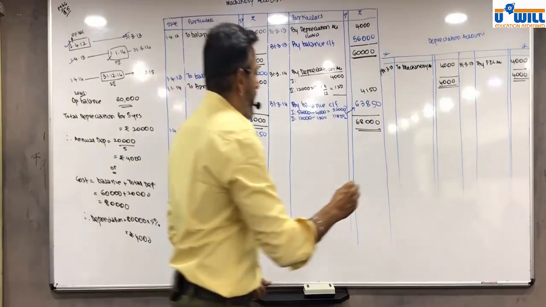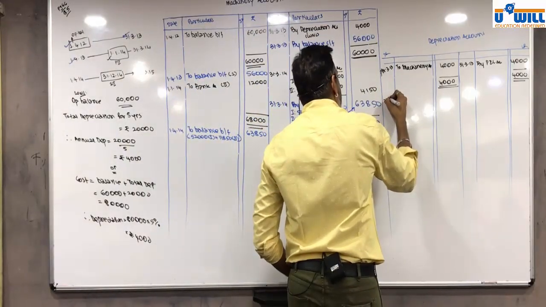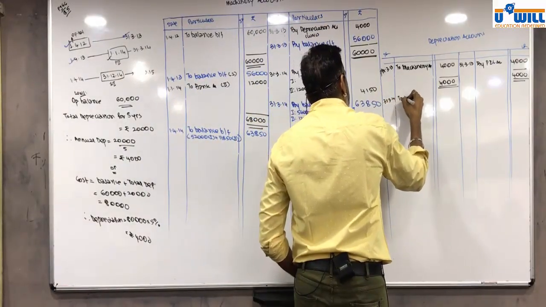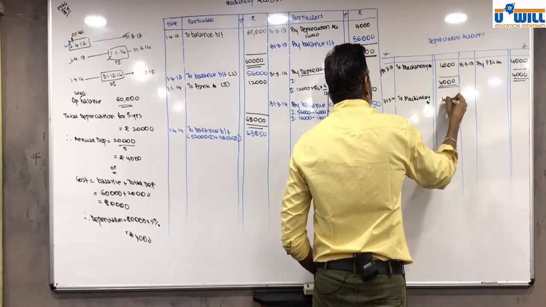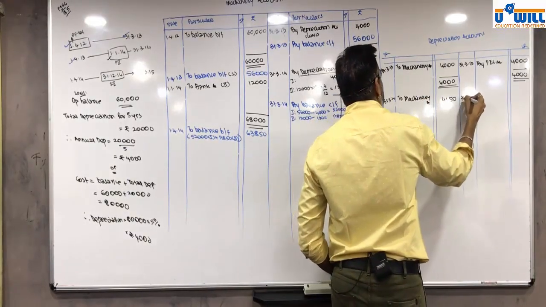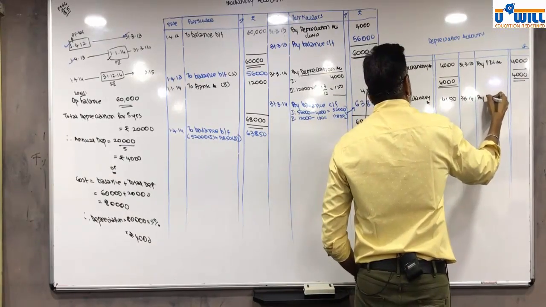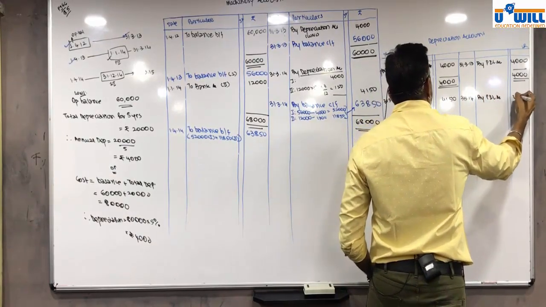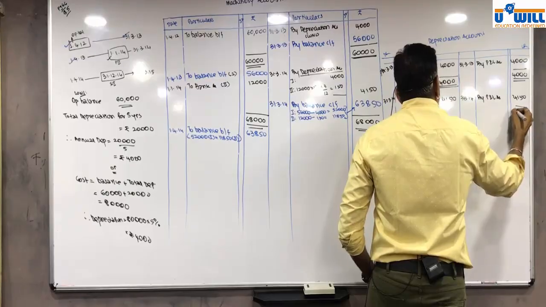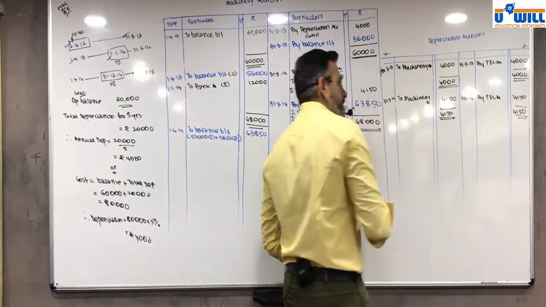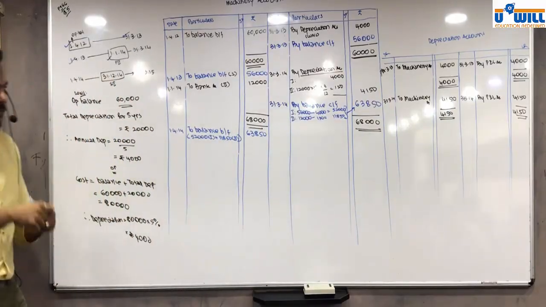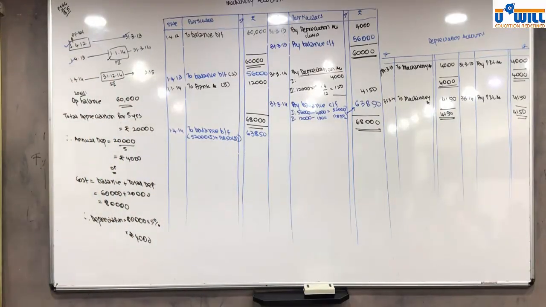We go to depreciation account: 31/3/2014, to machinery account 4,150. 31/3/2014, by profit and loss account 4,150. Close it. Second year done.